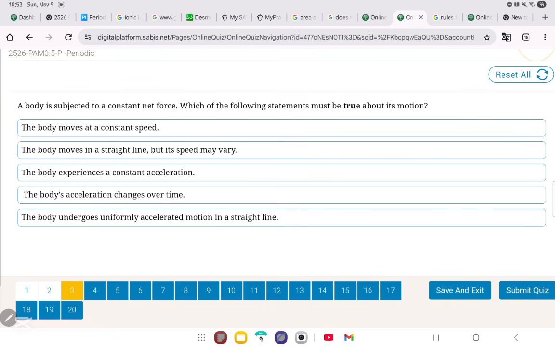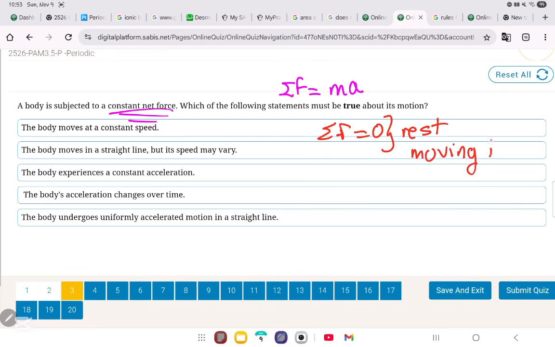What does it say? In question number 3, it says a body is subjected to a constant net force. They said constant net force, meaning net force is equal to ma. Why did I say this? If they said no net force, that means net force equals 0. This means it's either at rest or it's moving in a constant manner, meaning it's moving at a constant velocity, or in other terms, URM. But they didn't tell us that the net force is 0. They told us it's a constant value.